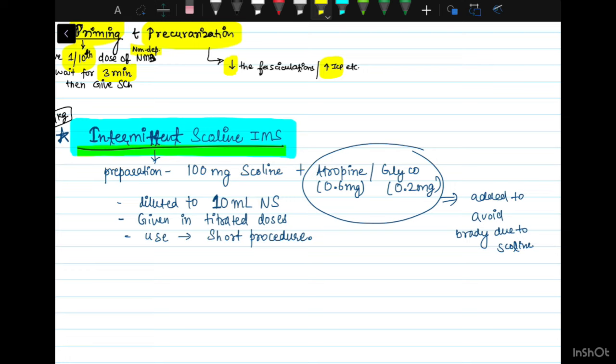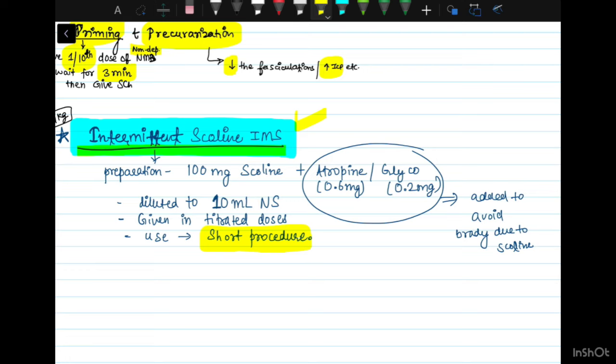So the patient will have a prolonged duration of succinylcholine. But it is seen that if you are using very small doses of succinylcholine for repeating, you can use this intermittent Scoline IMS for very short procedures. Suppose the surgeon wants muscle relaxation, but you don't want to give a longer acting muscle relaxant. You want to save the time in between cases. There are multiple cases and all of them require muscle relaxation.